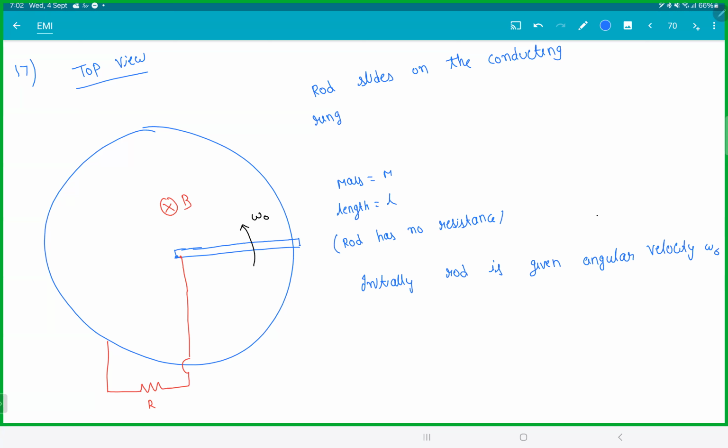Something happens and the rod starts slowing down. This is a top view, so you can neglect gravity. It doesn't matter anyway. Find the angular velocity omega after time t. For some reason, the rod slows down. Obviously, it slows down. Why? Think about it. When there's a current in the circuit, the resistor is producing heat. Where is all this energy coming from? It has to come from somewhere. Find omega as a function of time t and the total heat produced. Let's get this.